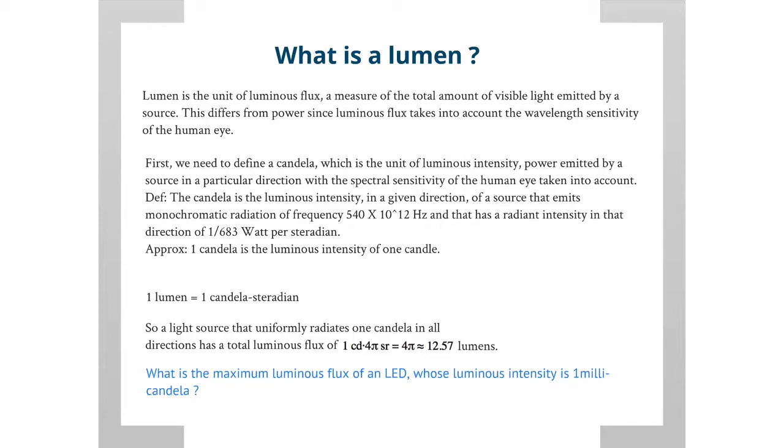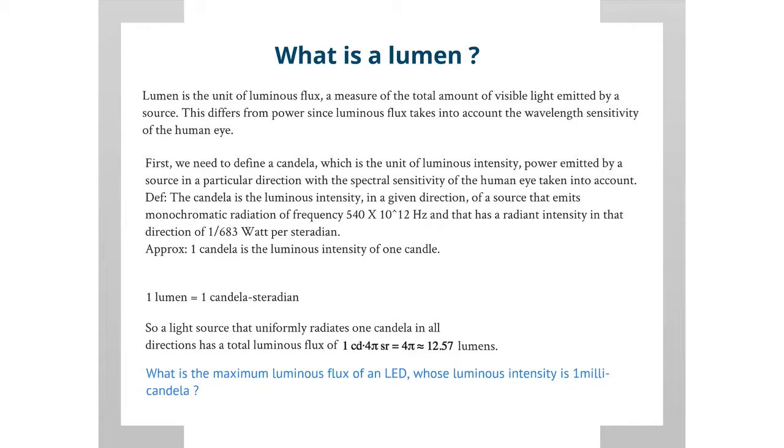That's the key difference. So it is a measure of the total amount of visible light emitted by a source or received by a receiver, if you're a human, right? So typically you think about the source because you want to, let's say, design this system such that you have a certain color of light in your room, for instance, right? So you talk about the lumens of that source. Okay? This differs from power because luminous flux takes into account the wavelength sensitivity of the human eye.